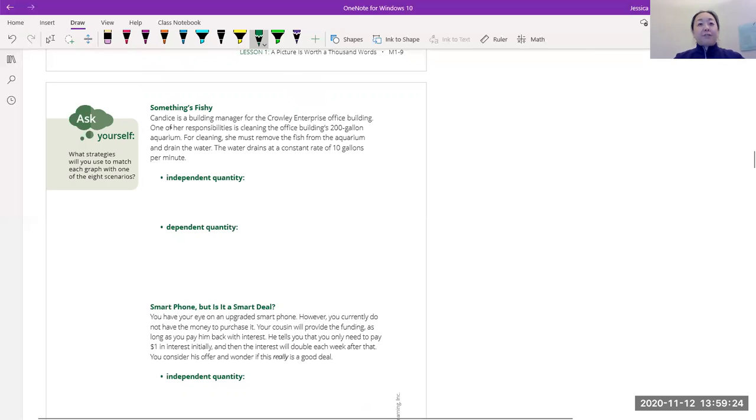So something's fishy. So Candace is a building manager for Crowley Enterprise office building. Okay. Good information, but irrelevant. One of her responsibilities is cleaning the office building's 200-gallon aquarium. Ooh, numbers. This might be interesting. This might be important. So for cleaning, she must remove the fish from the aquarium and drain the water. The water drains at a constant rate of 10 gallons per minute.